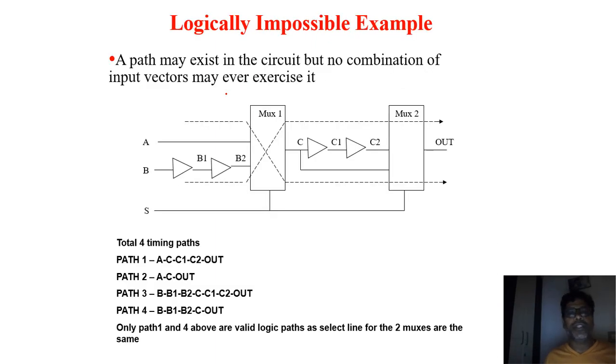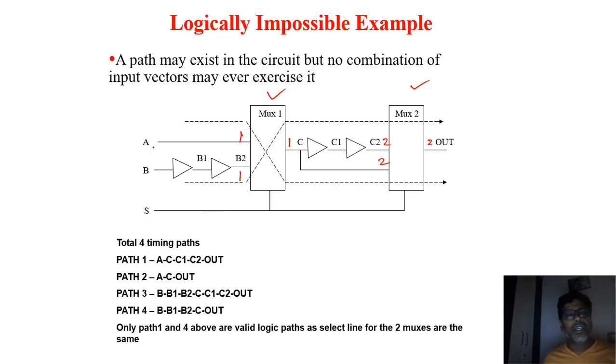Now let's take a simple example. You have 2 mux. Let's assume that there are 2 2:1 mux. For mux 1, these are the 2 inputs and 1 output. For mux 2, these are the 2 inputs and 1 output. Right? Physically, if you look at it, you can have 4 paths.